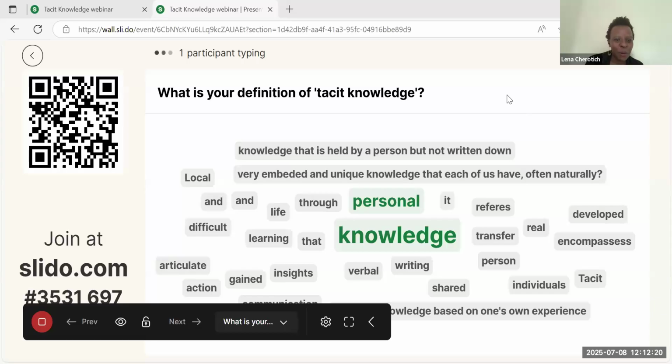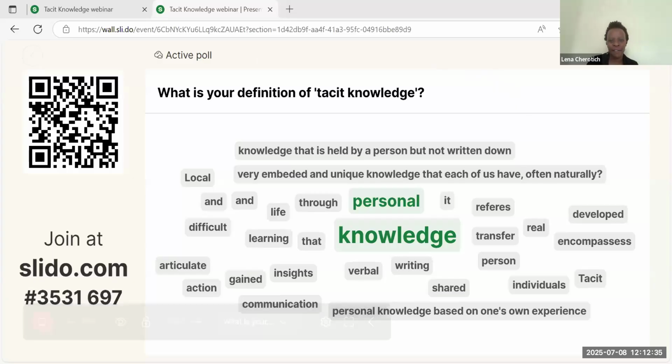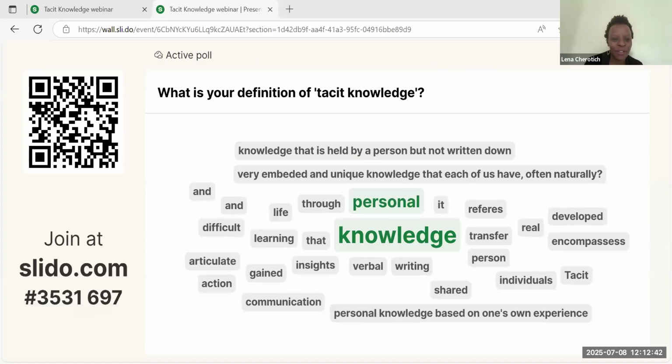All right, so thank you for your participation. We see it's personal knowledge, just to pick a few. It's individual, very embedded and unique knowledge that each of us has, often naturally. It is held by one person, but not written down. So it's all similar. Difficult to articulate, personal knowledge based on experience. All right, we'll be coming back to this again.